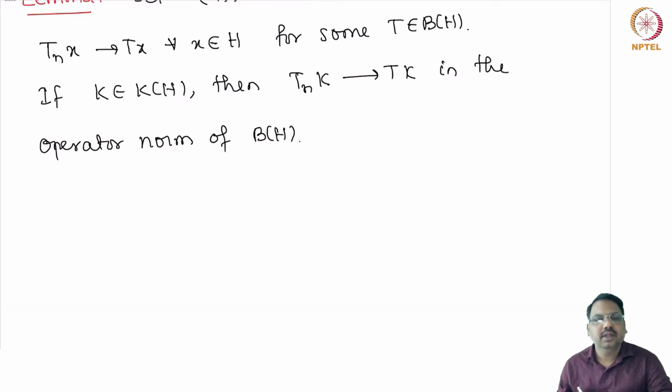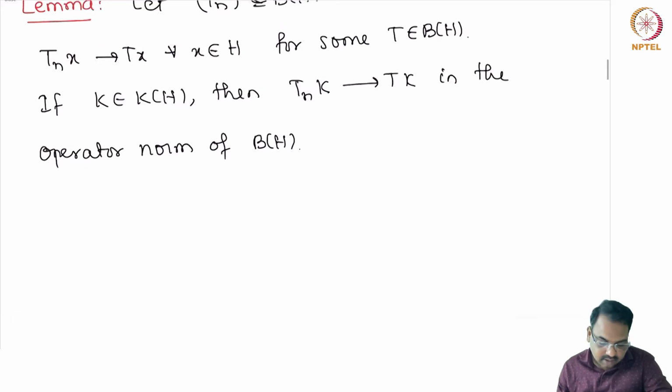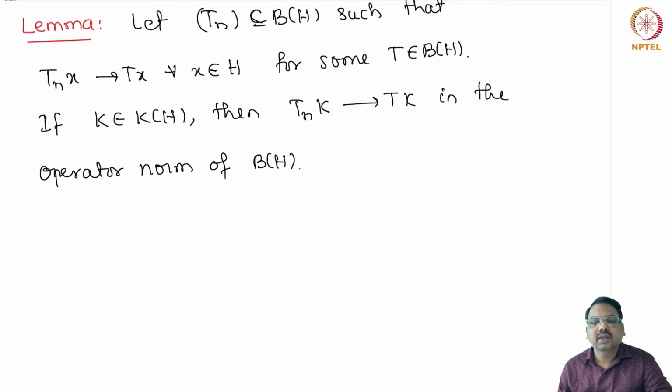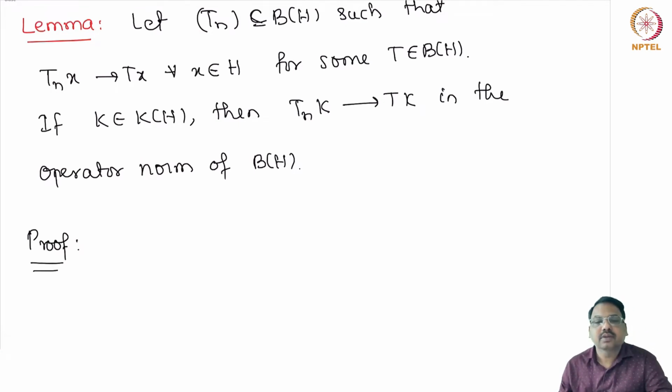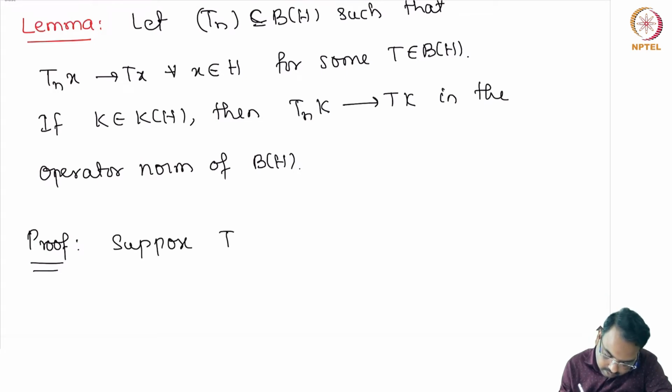Okay. So when Tn converges to T pointwise, and if you look at TnK where K is compact, then TnK converges to TK in the operator norm. Okay, so let us look at the proof. Suppose this is not true. Suppose TnK does not converge to TK in the operator norm.